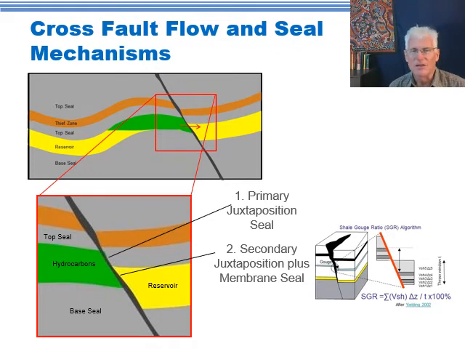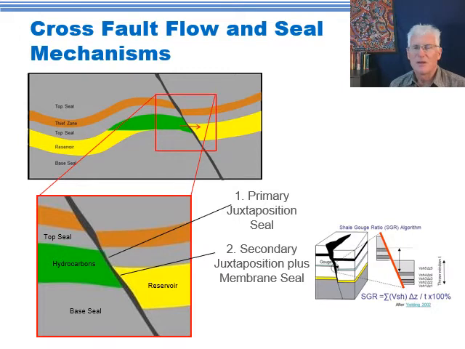The second area is labeled secondary juxtaposition plus membrane seal, because what happens here is the seal isn't because of the juxtaposition of the rock on the other side, it's because of the fine-grained material along the fault, hence membrane seal. So this is where fault core materials that we talked about earlier potentially become important.